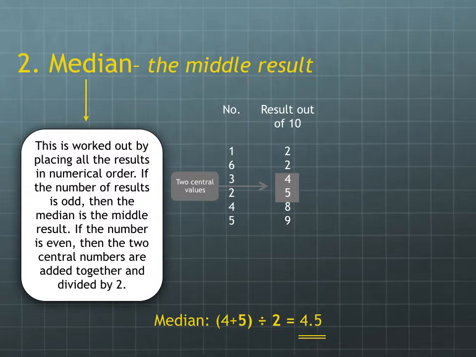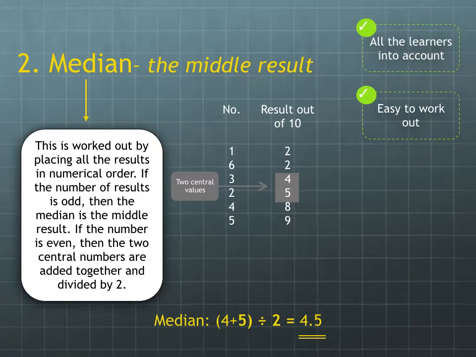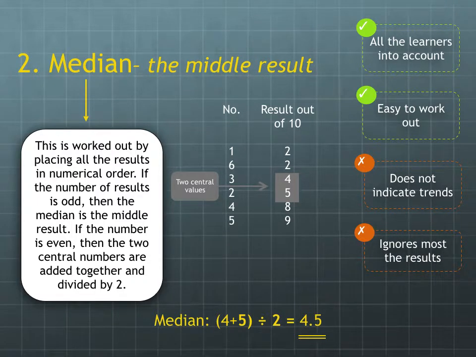Now what are the advantages? The first is all the learners are taken into account. The next is it's easy to work out. The only problem is it doesn't indicate trends, and it does ignore most of the results. And as a result, it's not always representative of the entire group.